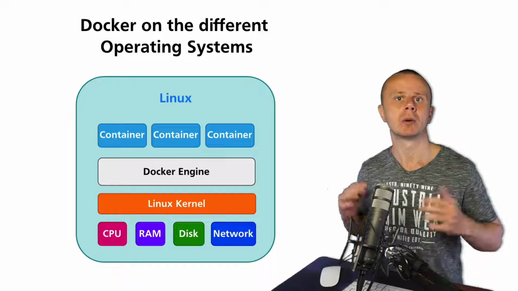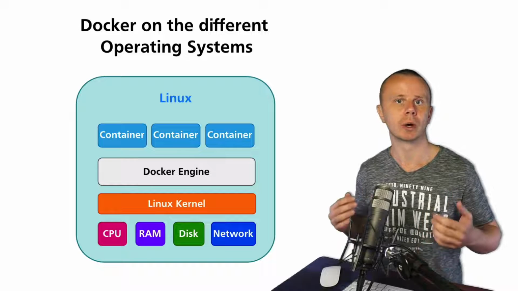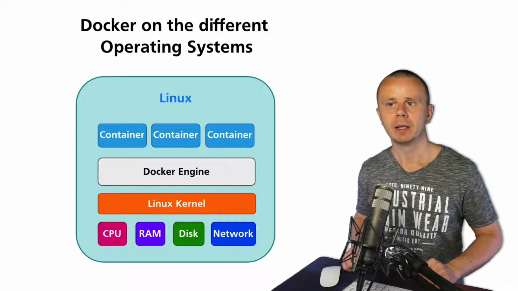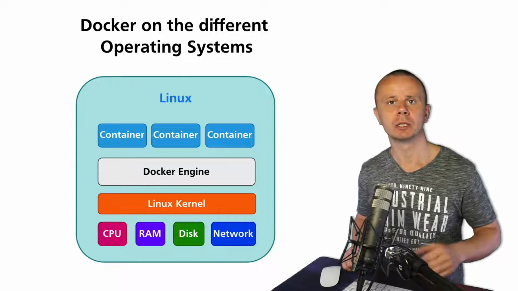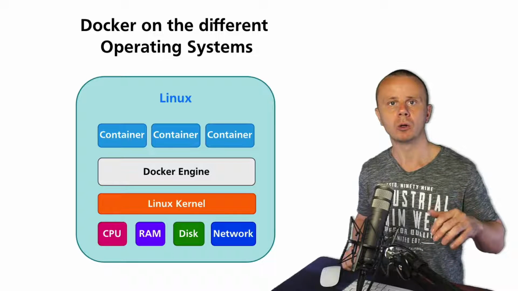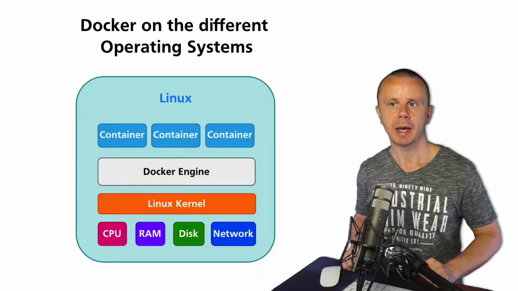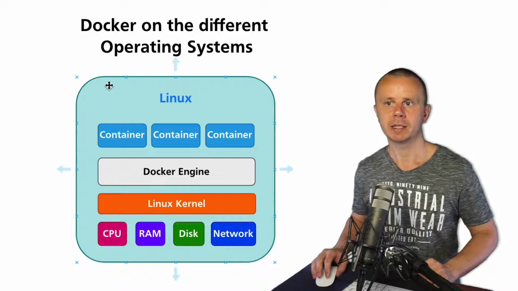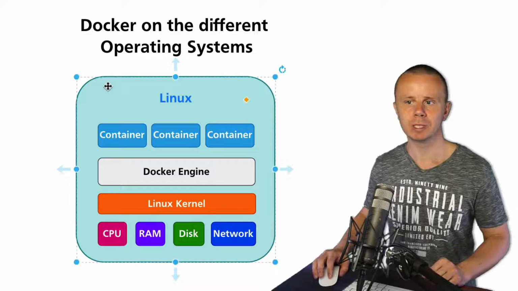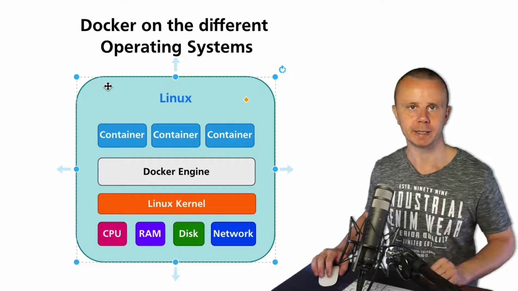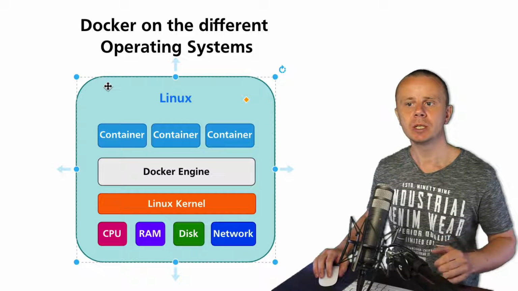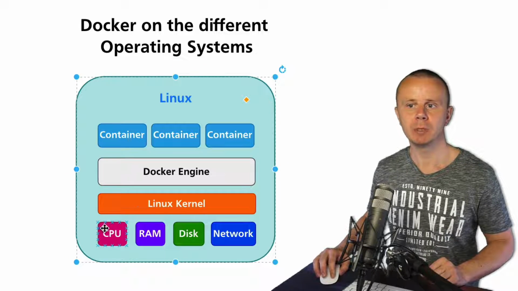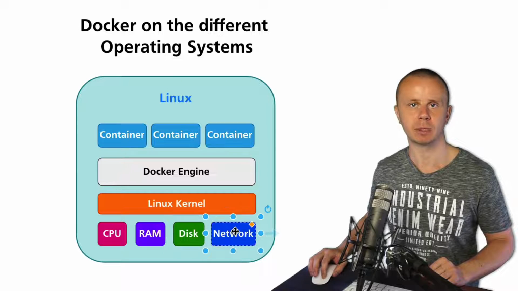They share resources that were assigned to Docker engine. Alright, let me now explain how Docker containers are actually running on a host operating system. Let me show you this diagram. On this diagram you see Linux as the host operating system. This machine has some resources like CPU, RAM, disk, and network.